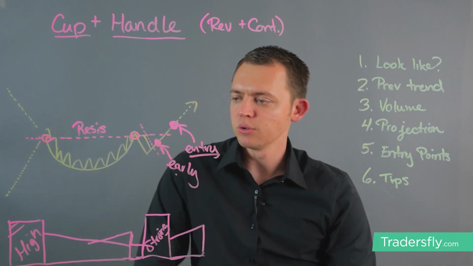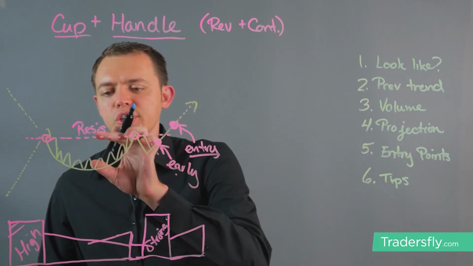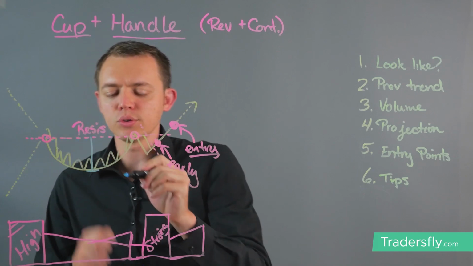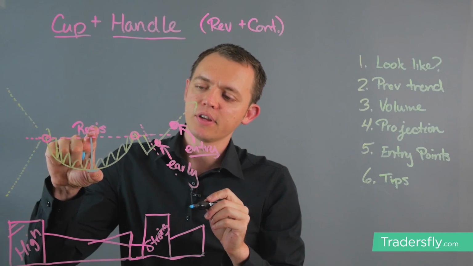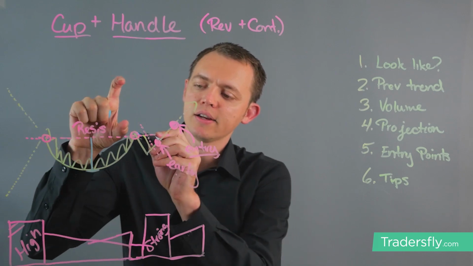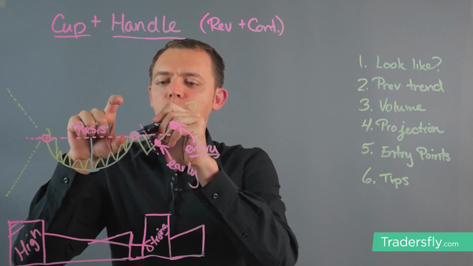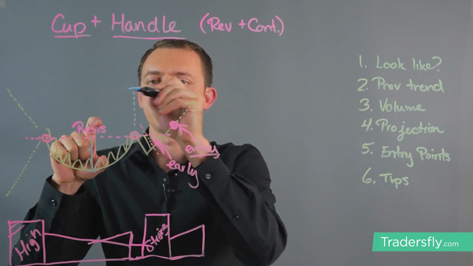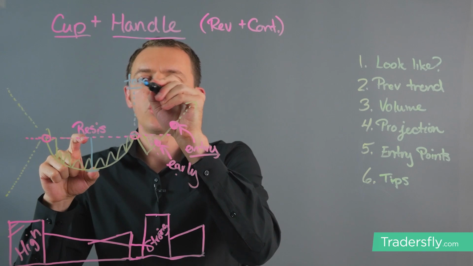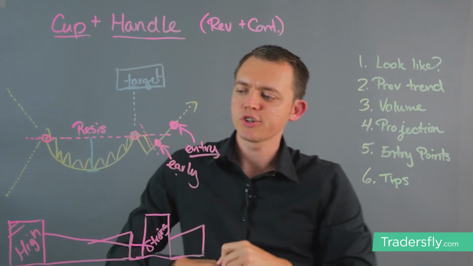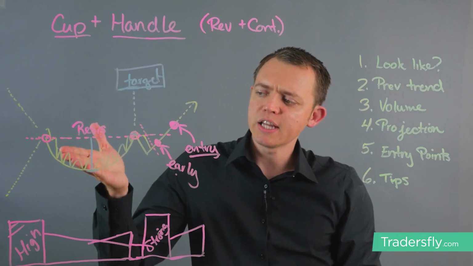If you're going to look at a projection, the projection is from that resistance level or swing point all the way down to the base of the cup. Then you could take that and go from that next level of resistance, okay, all the way up to the top. This could be your target of where that stock could move. So that's a projection. You can see the pattern is not too complicated.